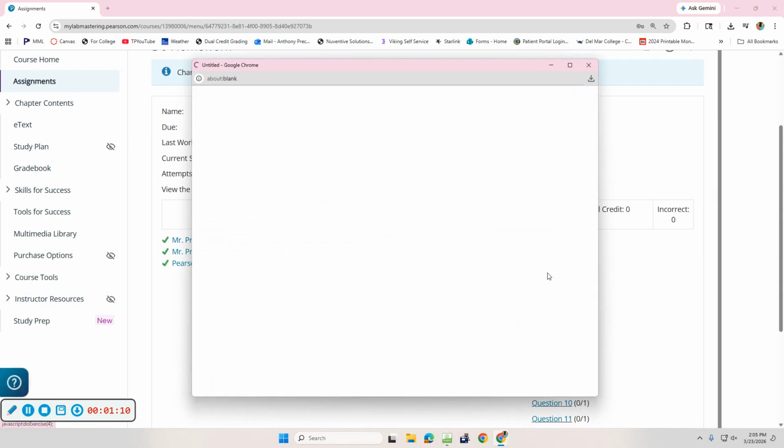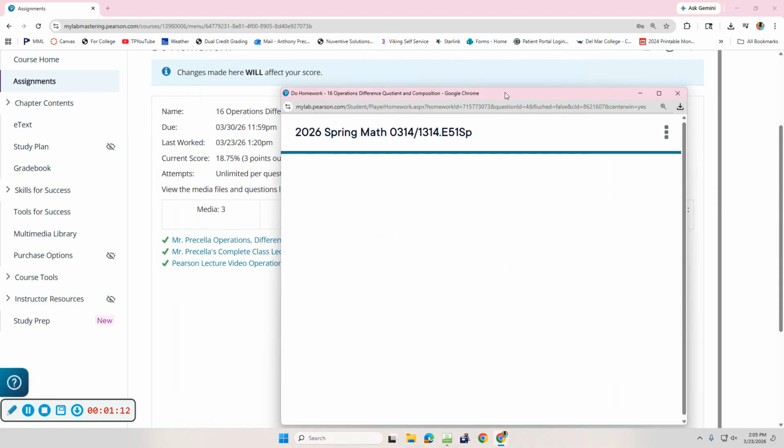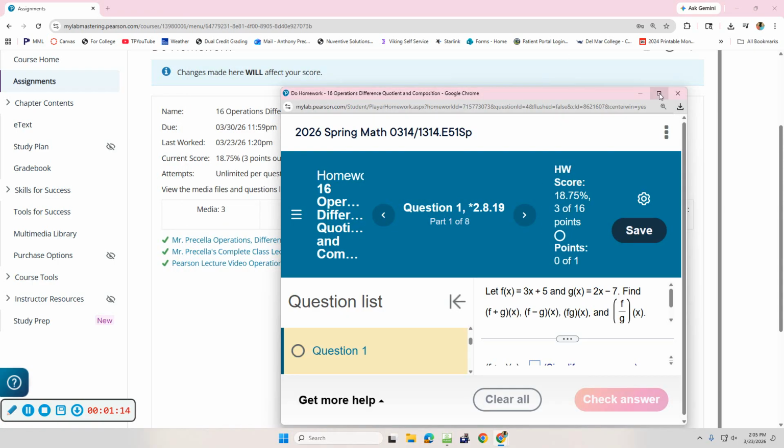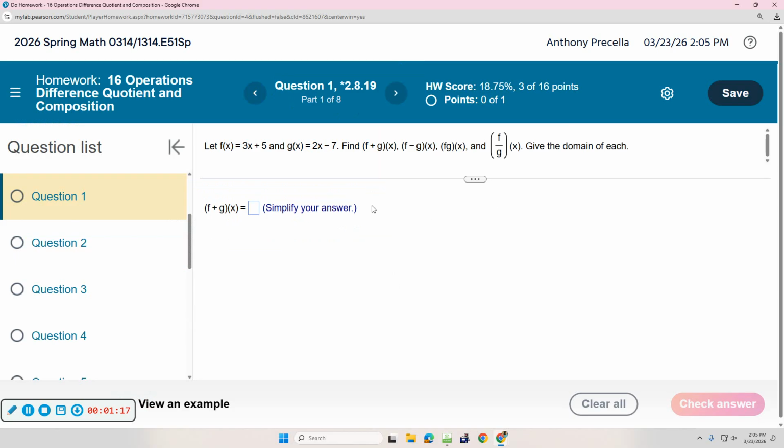So number one. Now y'all need to help me remember to be switching. Here's problem one. They give us two functions, f of x and g of x. They want us to find f plus g, f minus g. That third notation, fg, there's no operation between them, so if you don't see an operation, you assume what? Multiplication, and then f divided by g. Notice they want us to give the domain of each.